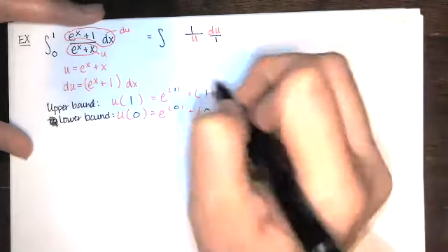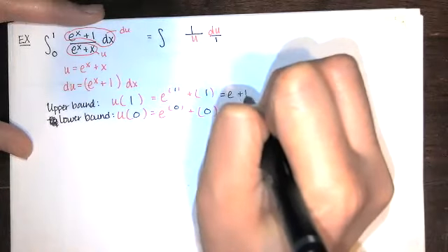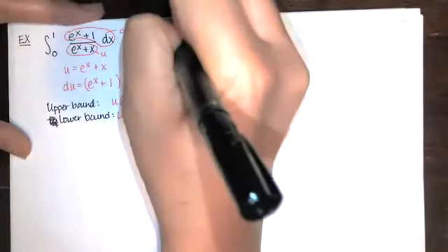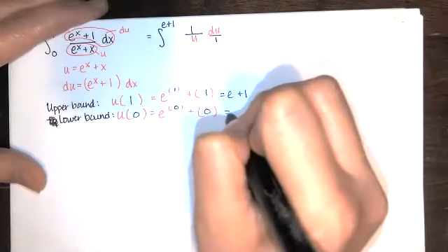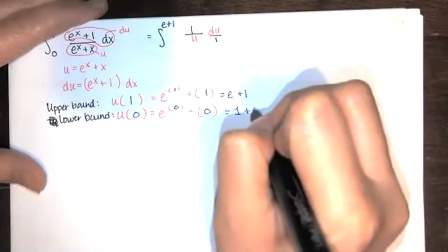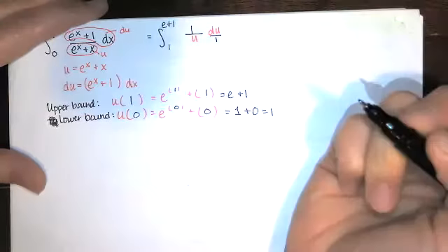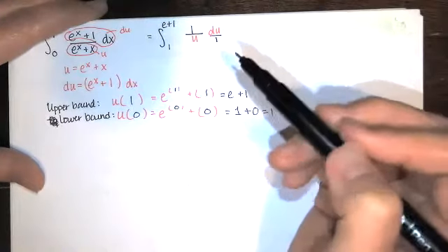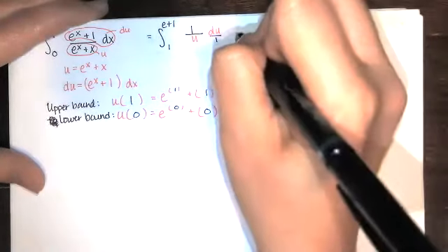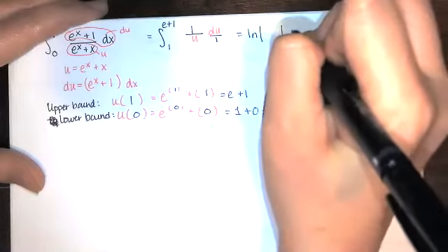E to the first plus 1 is just e plus 1. So that's my new upper bound. My new lower bound is e to the 0 plus 0. E to the 0 is 1, so I've got 1 plus 0, which is 1. All right. Now that's a definite integral in terms of u that I can evaluate. The antiderivative of 1 over u is natural log of the absolute value of u.